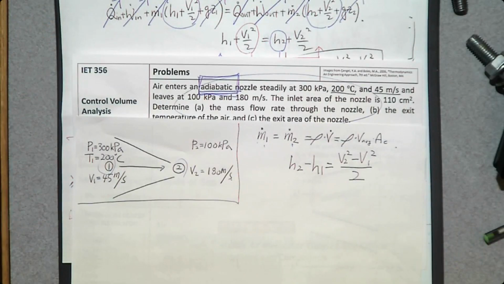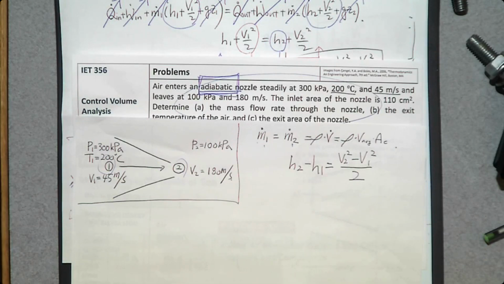So let's solve the first problem, the mass flow rate through the nozzle. Where is mass flow rate? The first mass balance equation. How do you determine that? Density times velocity times cross-sectional area. Do we know the density? Oh, no. Do we know the velocity? Yes. Do we know the cross-sectional area? Yes. So if you know the density, you can get the mass flow rate.